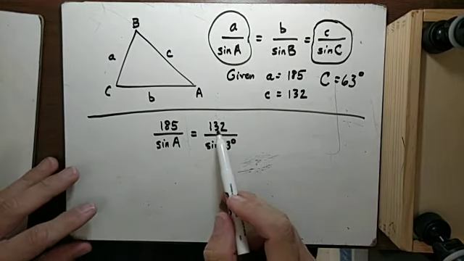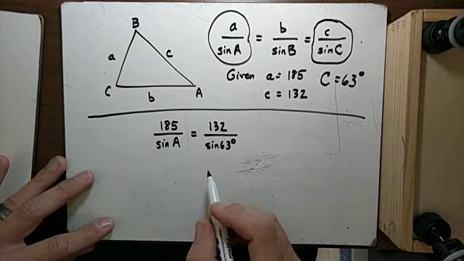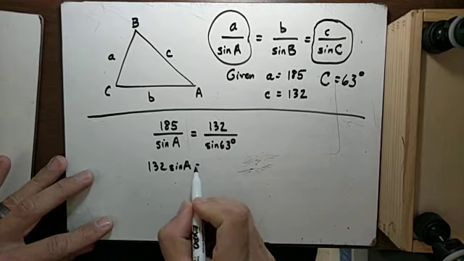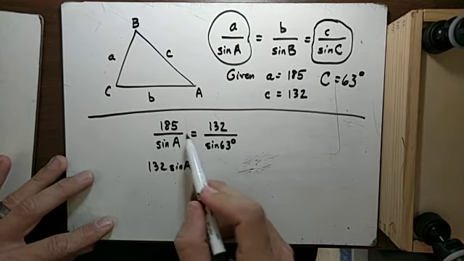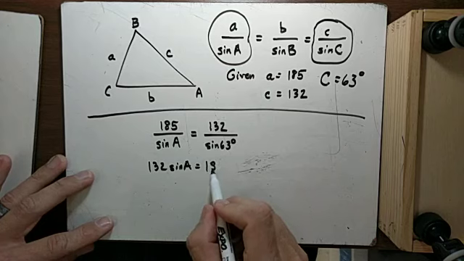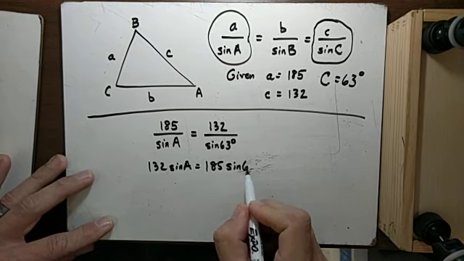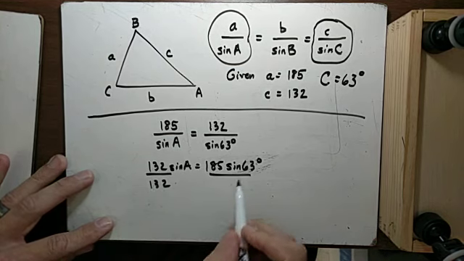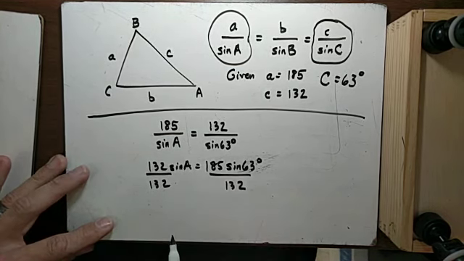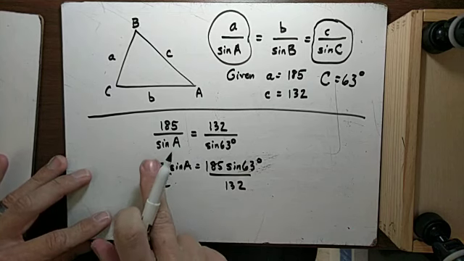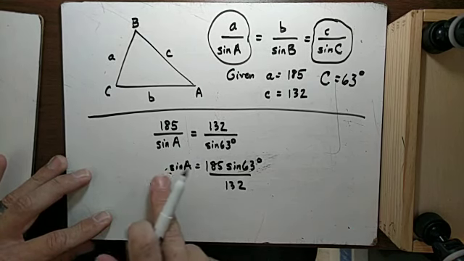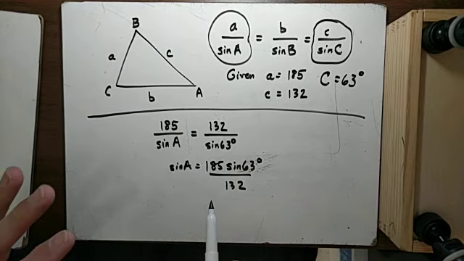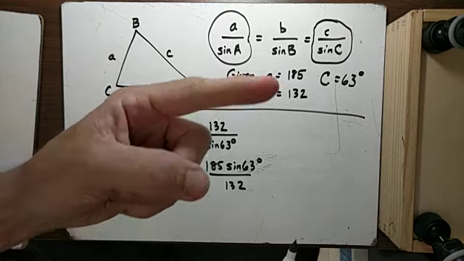Okay, so what I'm going to do is cross multiply. So I have 132 times the sine of A, so this product, and then this cross product here, 185 sine 63 degrees. And then of course I have to divide both sides by 132. The goal here is to get angle A by itself, right? Angle A.